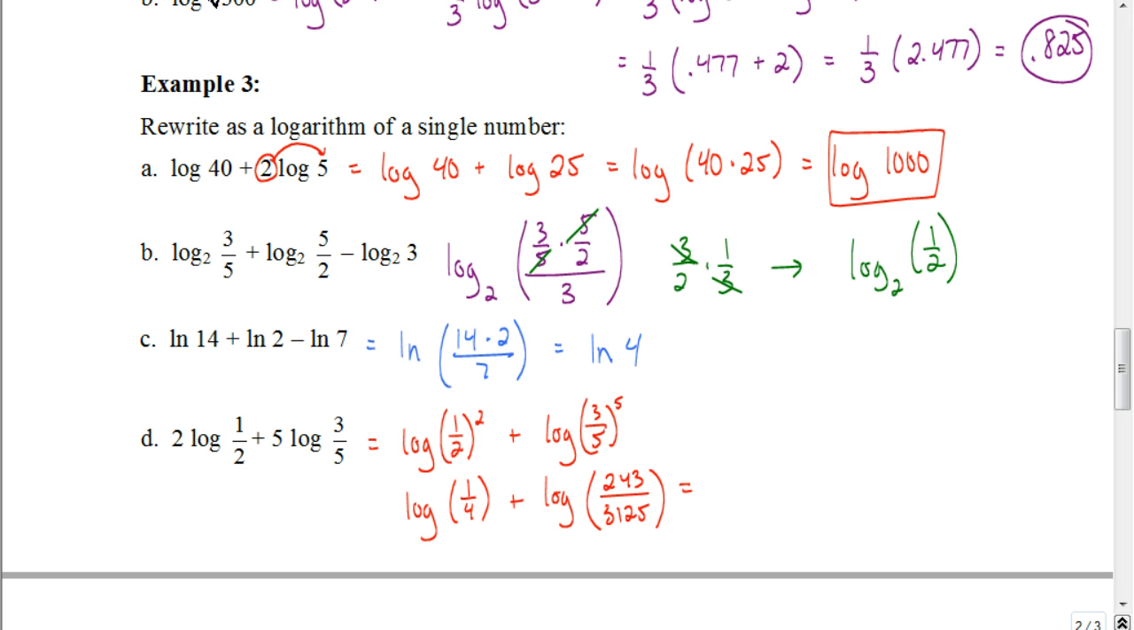So now what we want to do is combine these as a single logarithm. To do that, we're going to multiply those two values together. And again, you'd use your calculator to get 243 over 12,500. It'd be the log of 243 divided by 12,500 as your final answer.